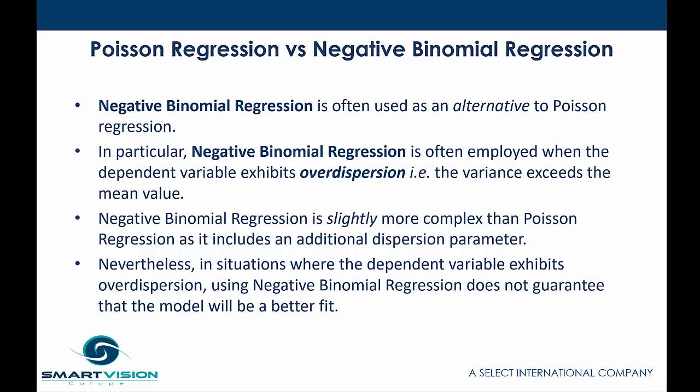But nevertheless, in situations where the dependent variable exhibits over dispersion, using negative binomial regression doesn't guarantee that the model will be a better fit, and one should take care to compare one model against the other, Poisson versus negative binomial, if you're concerned about it, and just make sure that it's worthwhile choosing one approach versus the other.